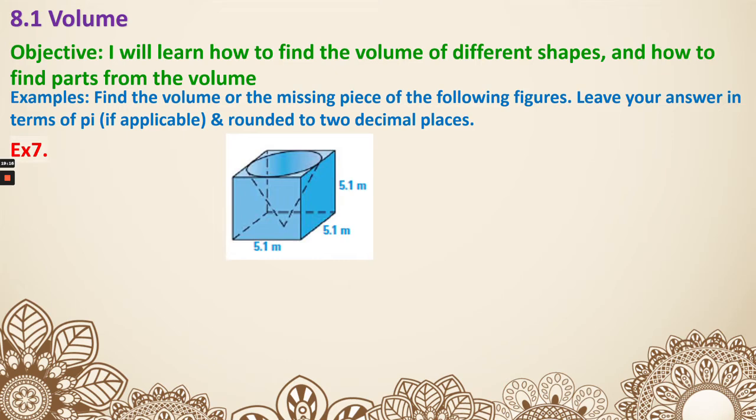Example 7. This time is kind of similar, but you can see it's a cube taking away a cone. So the volume is going to be this cube, so 5.1 cubed, minus 1/3. The radius is actually not 5.1, the radius is half of that, so it's going to be 2.55. Don't forget the pi. This is squared, and the height is 5.1.